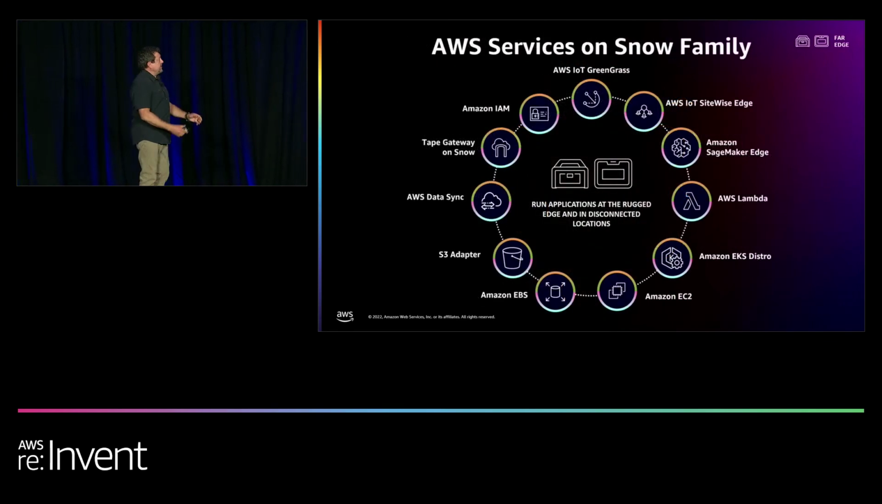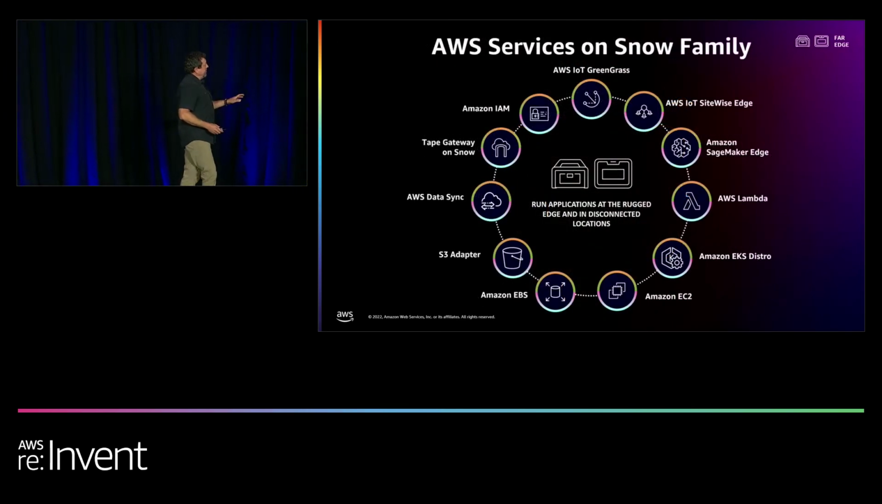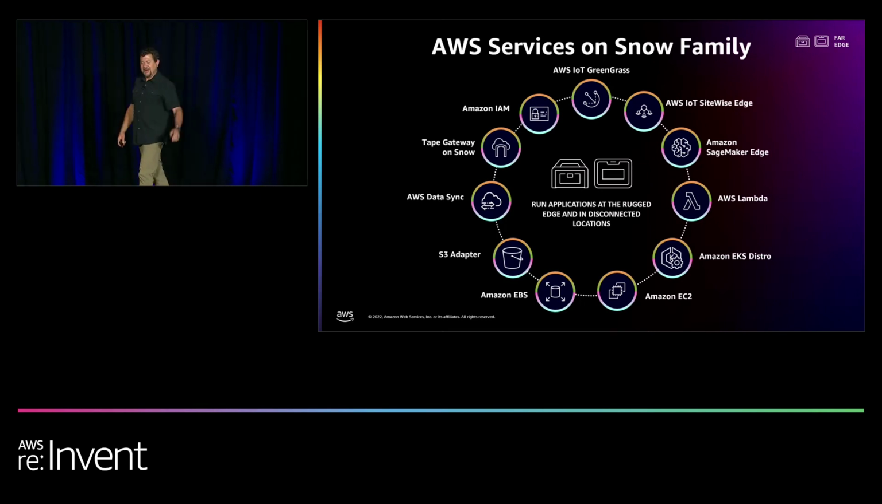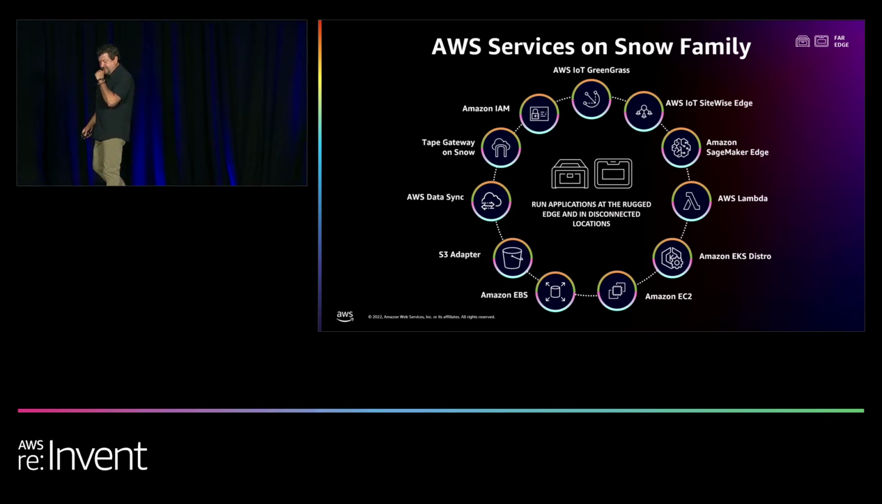So these are the services that we support on the Snow family. If I group them, at the bottom you have your fundamental edge infrastructure type services. And then in the top right, you have your AI/ML services. And on your top left, you have your more data transfer and, of course, security fundamental IAM service.